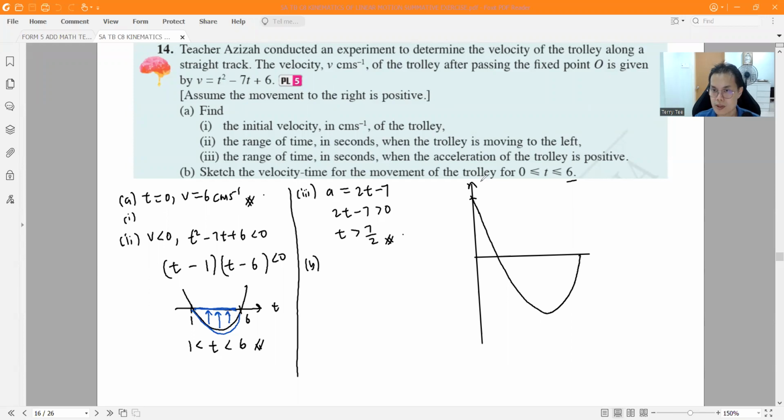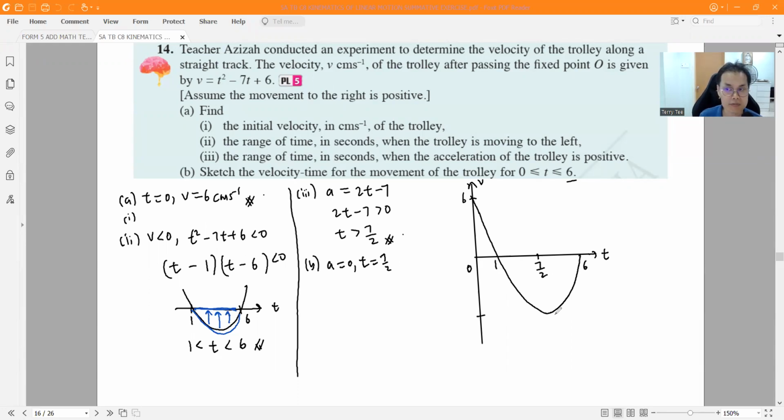Now we know when we start the clock, t is 0 and v is 6, right? This is t equals 1. This is t equals 6. We're supposed to draw from 0 to 6. And we know it has a minimum velocity when a is 0. Now don't recalculate, because you see, when a is 0, what's your t? Your t is 7 over 2. Or you can use the axis of symmetry: 1 plus 6 divided by 2 is 7 over 2.